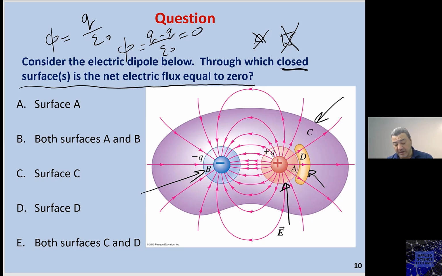Now let's look at the last one, which is D. D does not enclose any charge. Right away, the flux for D is zero, and in this case, it will be both surfaces C and D.